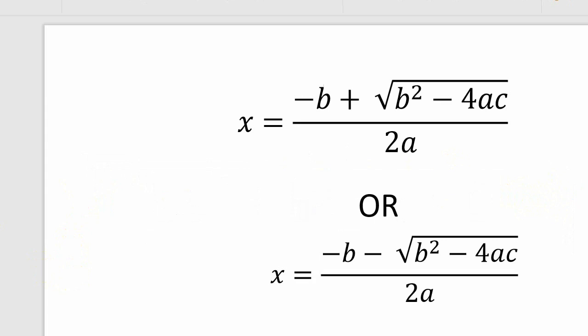As you know, the formula for using the formula method to solve any quadratic equation is: x equals minus b plus the square root of b squared minus 4ac, over 2a. Or x equals minus b minus the square root of b squared minus 4ac, everything divided by 2a. So this is the most important part of the video. You just have to understand this concept because we're going to go deep now.